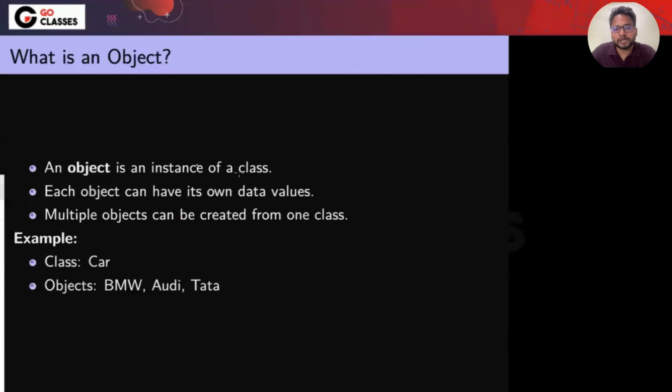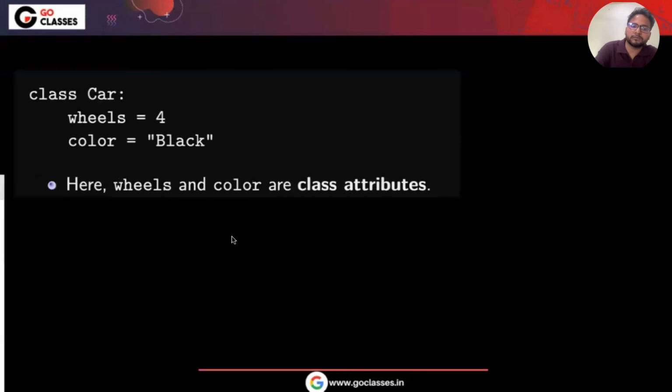So what is an object? An object is an instance, or you can say an example, of a class. Each object has its own value. You will understand this with the example. Suppose I'm writing class Car. Now there are two variables in this class: one is called wheels and another one is color. These wheels and color are called class variables, or you can also call them class attributes. The technical term is attributes. So these two are the class attributes.